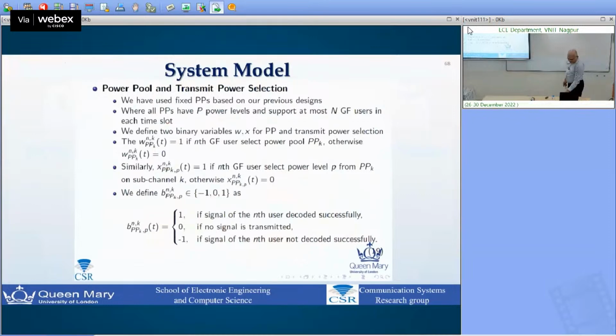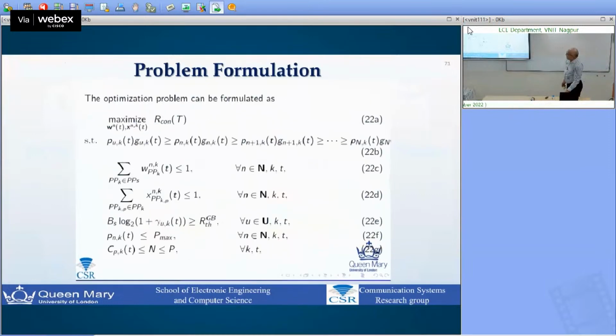This rate here can be achieved if this SINR meets a certain value. If the channel is very poor, then the SINR is very low, and it cannot meet that constraint.